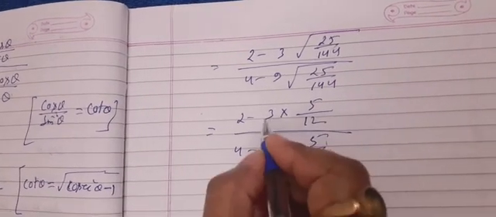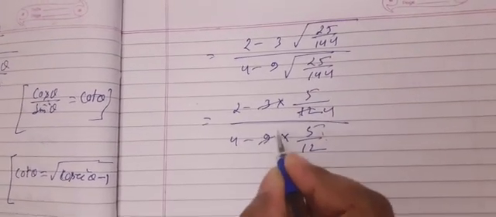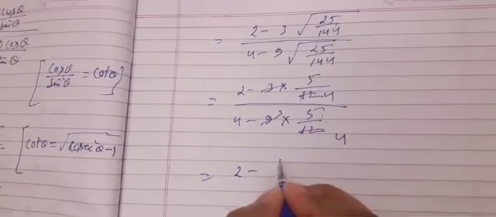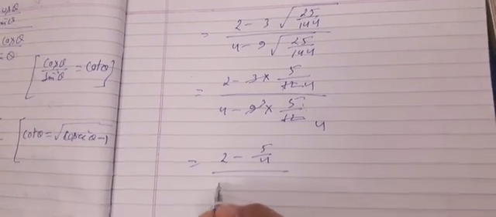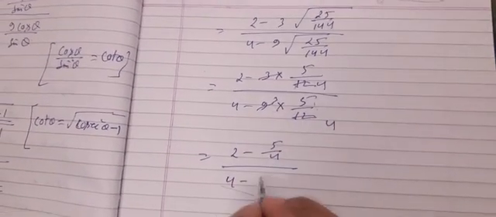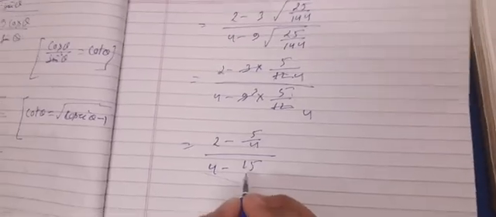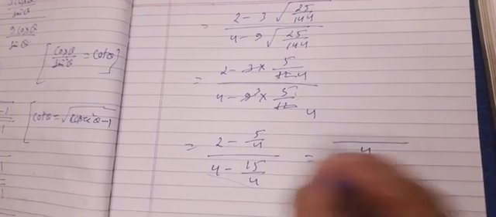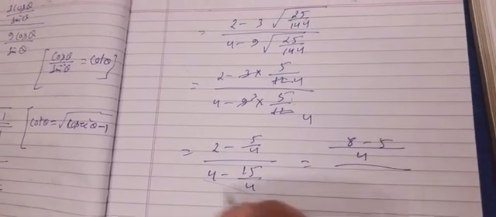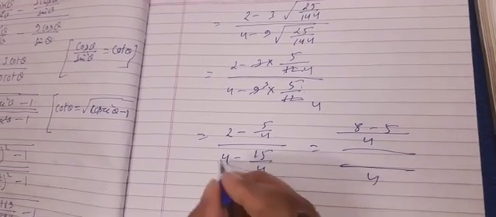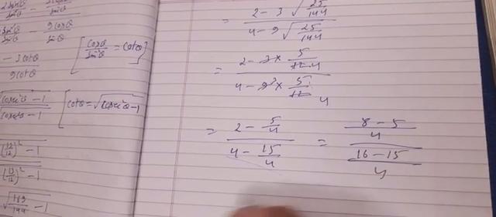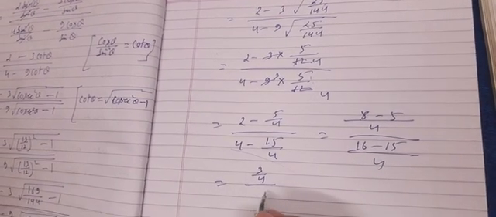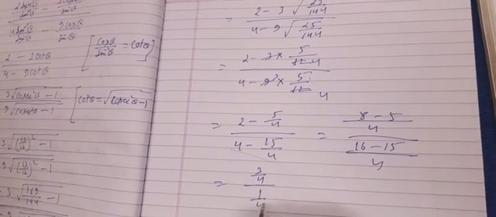Same thing here. Now 3 4s are 12 and 3 3s are 9, 3 4s are 12. So we are having 2 minus 5 by 4, and in the denominator 4 minus 3 5s are 15 upon 4. Again we will take LCM. Here 4 2s are 8 minus 5, and for this again LCM is 4, so 4 4s are 16 minus 15. So 8 minus 5 is 3 by 4 and 16 minus 15 is 1 by 4.